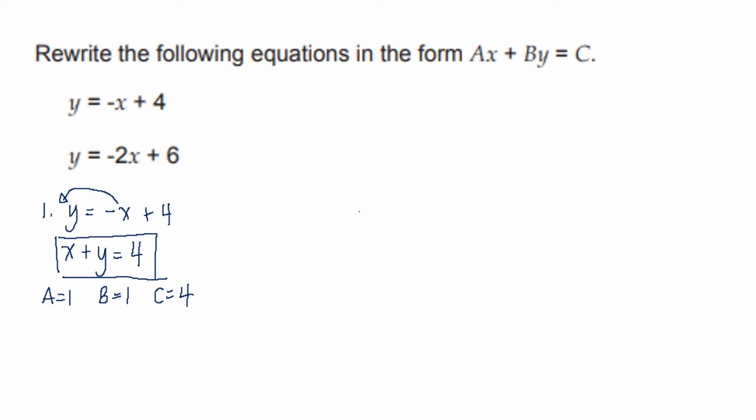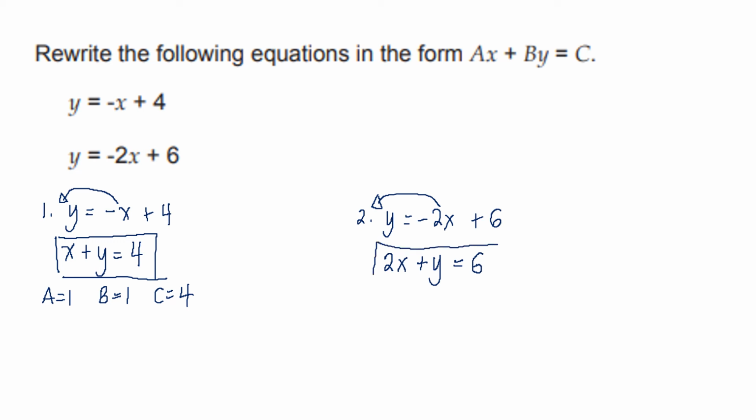Let's have the other example. We have y is equal to negative 2x plus 6. Again, looking at it, there's no denominator that I need to remove. The coefficient or the slope is negative 2. So again, I will just do a simple transposition here. So I'll put it on the left side. So I'll have 2x. Y did not move, so the sign will not change. 6 did not move also, so the sign will not change.